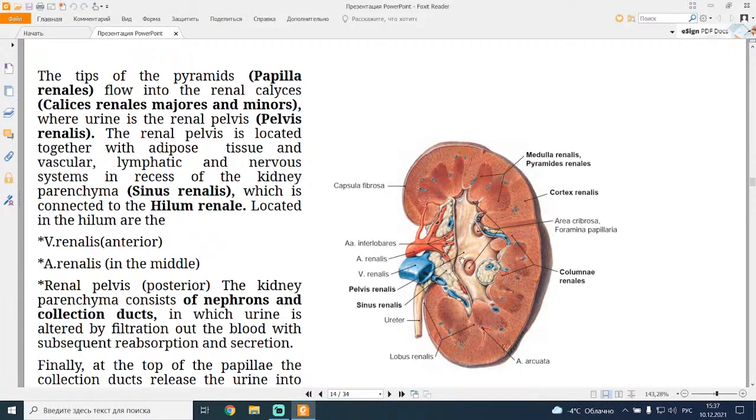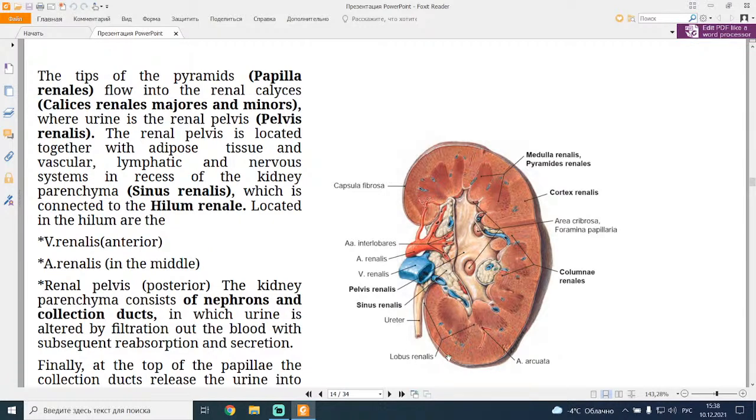You see pelvis renalis. The renal pelvis is located together with adipose tissue and vascular, lymphatic and nervous system in a recess of the kidney parenchyma, sinus renalis, which is connected to the hilum renale. Located in the hilum are vena renalis anterior, arteria renalis, and renal pelvis posterior, pelvis renalis posterior.